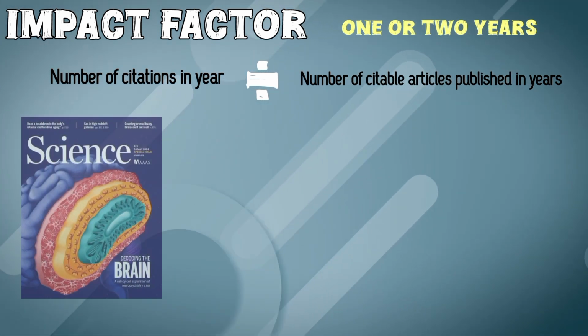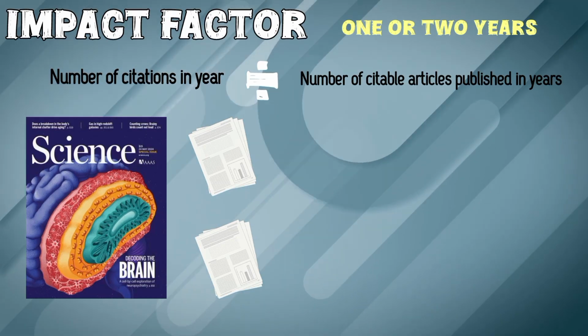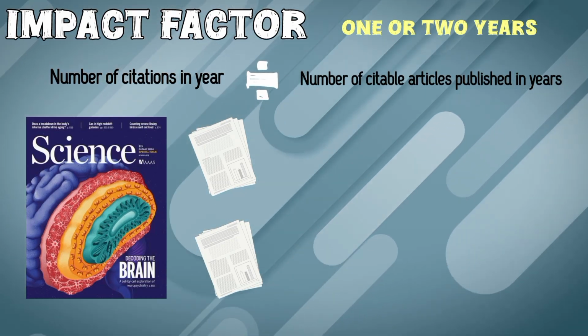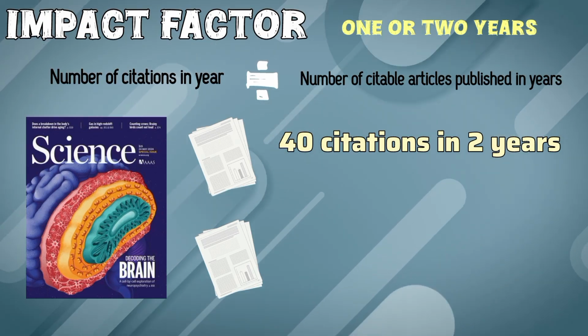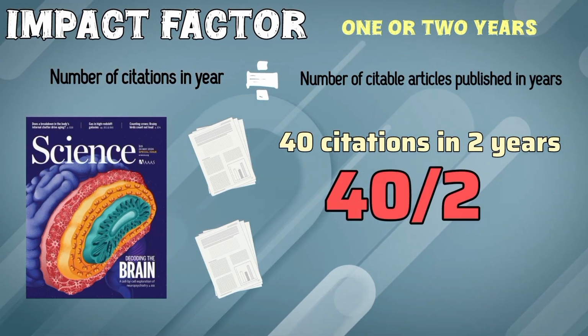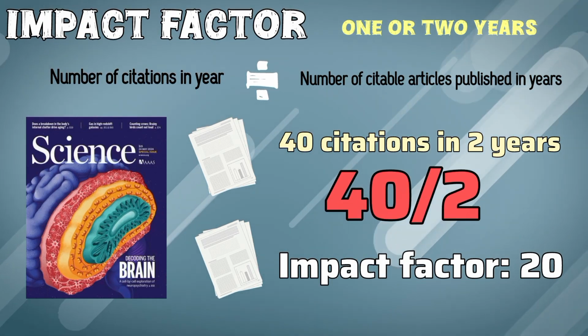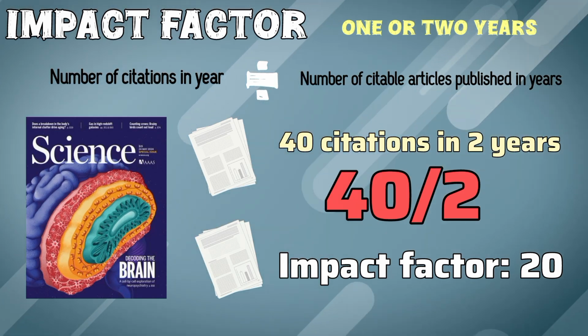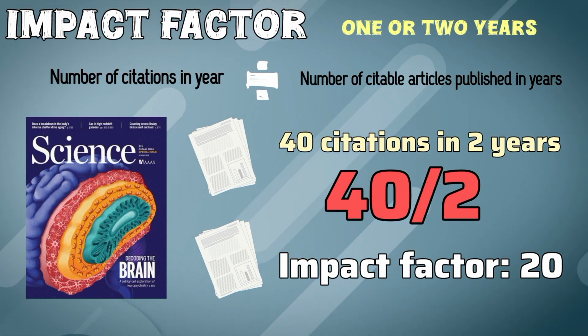Imagine a journal that has published only 2 citable articles over the past 2 years. If these 2 articles receive a total of 40 citations in the current year, we divide the 40 citations by the 2 articles and obtain the value 20. This means the journal's impact factor is 20, a metric used to evaluate the scientific influence and authority of that journal. Let us look at this using a real-world journal.